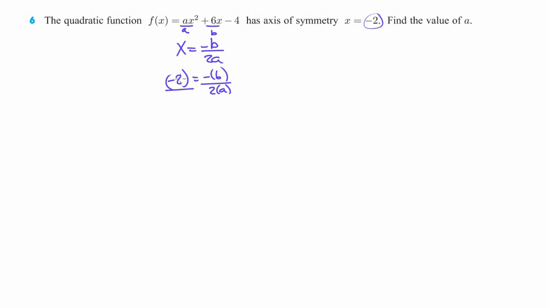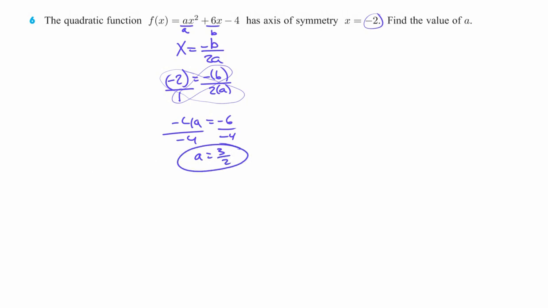Okay? If you've got a fraction equaling some other number, if you put that other number over 1, now you can just do cross products, right? Negative 2 times 2a is negative 4a, and then 1 times negative 6 is negative 6. These cross products will always equal each other. Divide both sides by negative 4, and we get that a is 3 halves.